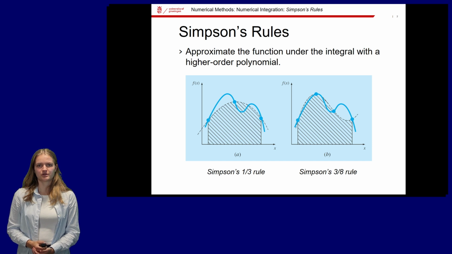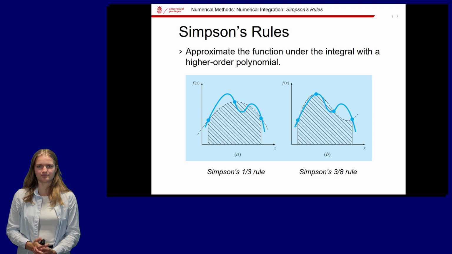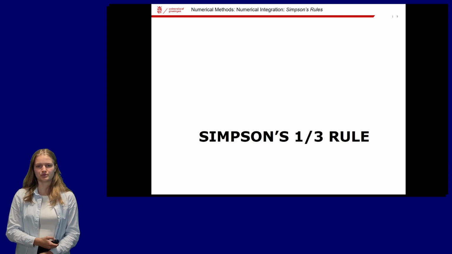In the first figure, A, you'll have a second order polynomial that will be used to approximate the function, that passes through 3 data points. And this is Simpson's 1/3 rule. Here the integral is approximated by calculating the area under this parabola. And in figure B, a third order polynomial going through 4 data points is presented. This is a depiction of Simpson's 3/8 rule. So first I'll be discussing the 1/3 rule.